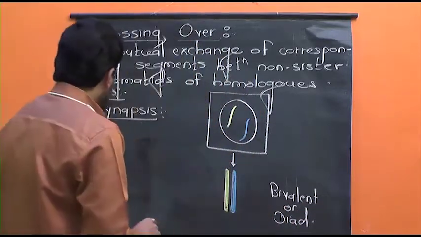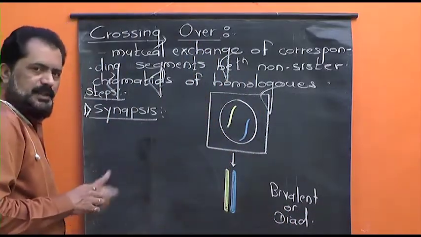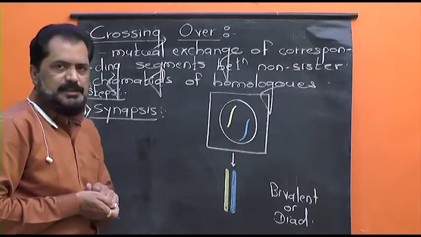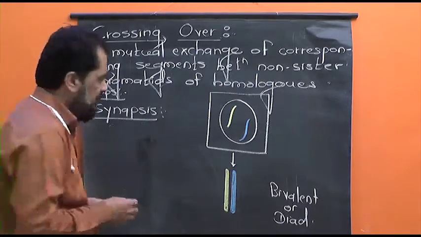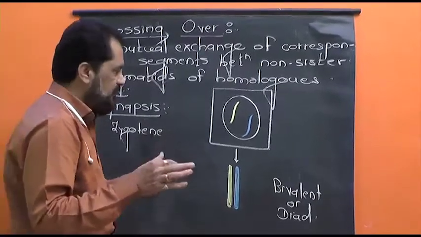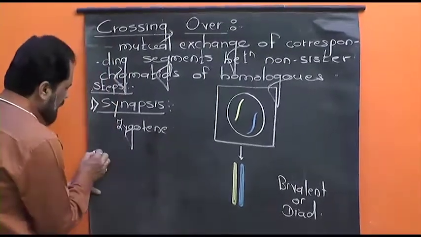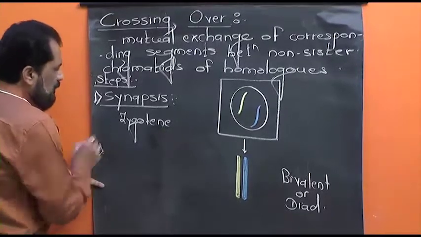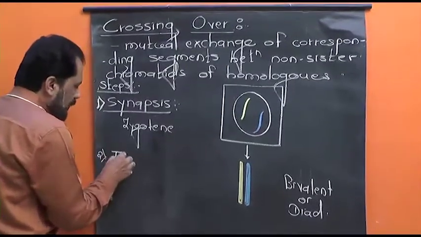Now come to the second step. The synapsis takes place in the zygotene substage of prophase of meiosis first. Now second step is tetrad formation.